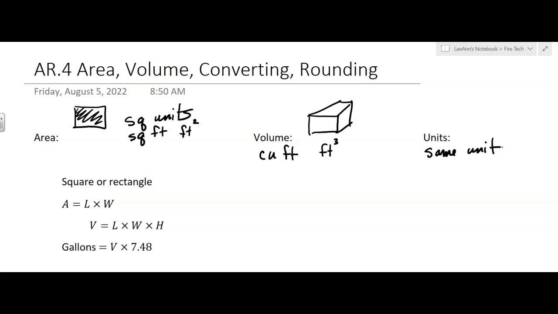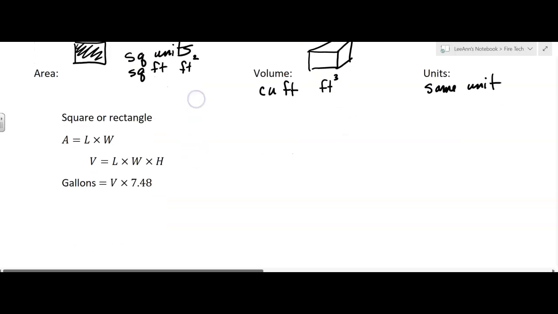Okay. So a square or a rectangle, to find that area, it's length times width. So you think of the length here and the width here. You're going to multiply them together. That's going to give you a square measurement. So say you have a 5 by 10 room, you want to buy carpet, and these are feet, we'll say, then it's going to be 50 square feet.